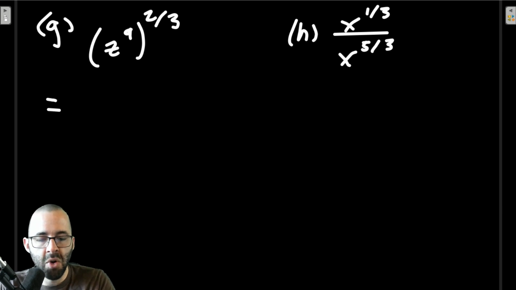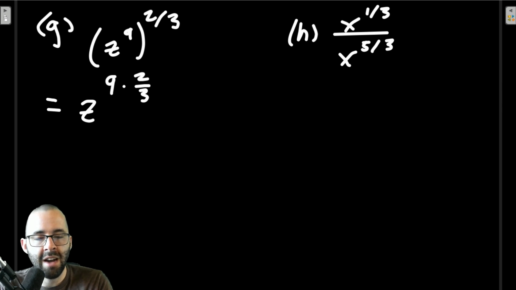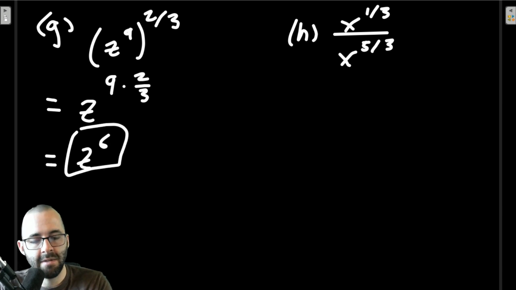This first one, we multiply these exponents. We'll have z to the 9 times 2/3. Well, what is 2/3 of 9? 2/3 of 9 is 6. You can also write 9 as 9 over 1 and have 18 over 3, which is also 6. Well, I'll just have z to the 6th power right here.